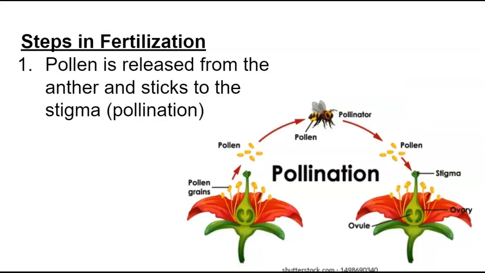So let's talk about fertilization. All right. So the first thing, how do we get an egg to a sperm or a sperm to an egg? This is what we're talking about, fertilizing. So pollen has to be released from the anther, and then it sticks to the stigma. This is called pollination. It's just when pollen moves from one plant to another, or one flower to another.